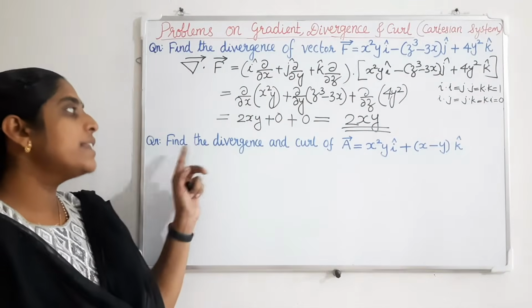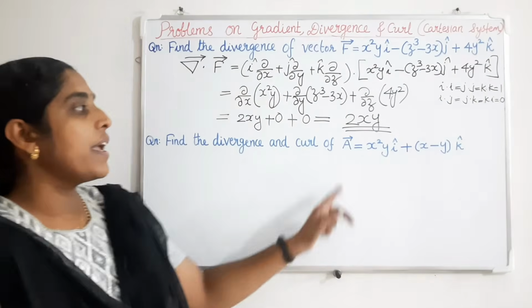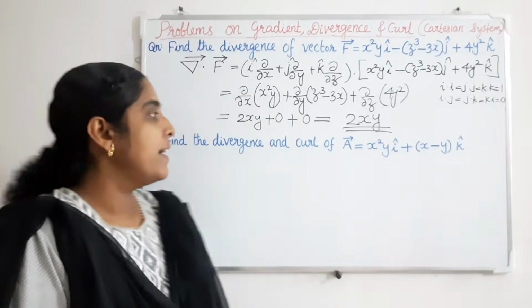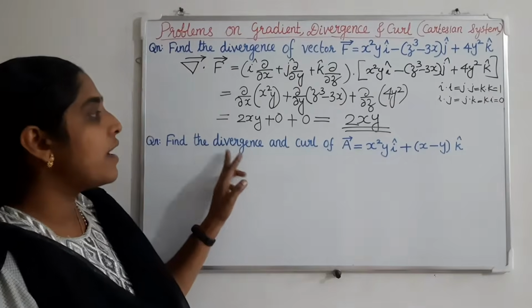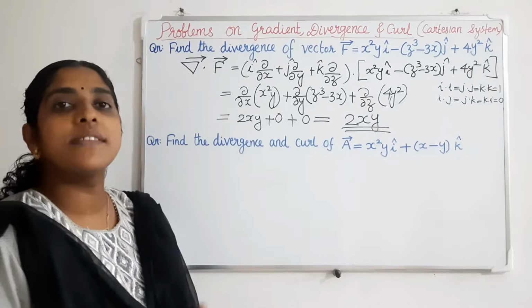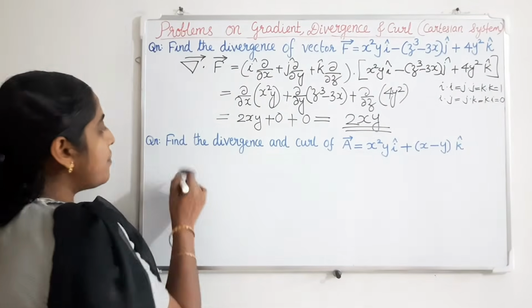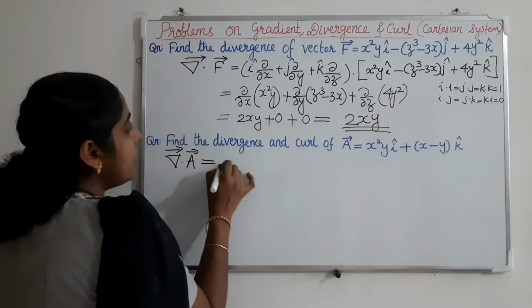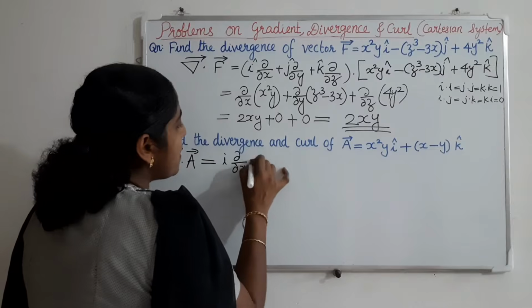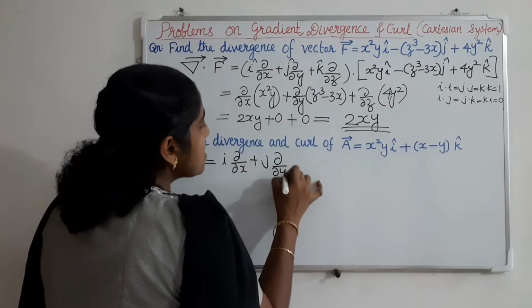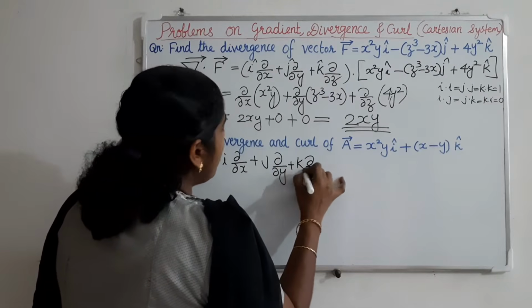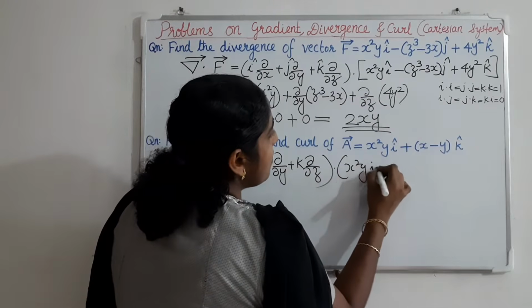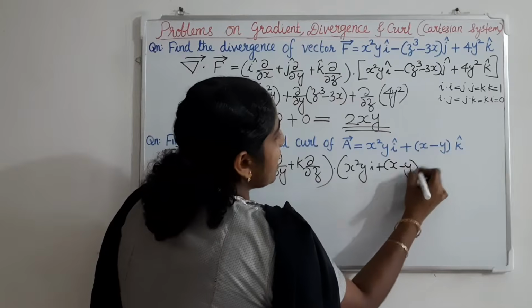Now find the divergence and curl of the vector A = x²y i + (x − y) k. Here divergence means del dot A vector, curl means del cross A vector. So first we can find out the divergence, that is del dot A vector. So del is i ∂/∂x + j ∂/∂y + k ∂/∂z, dot A vector, x²y i + (x − y) k.